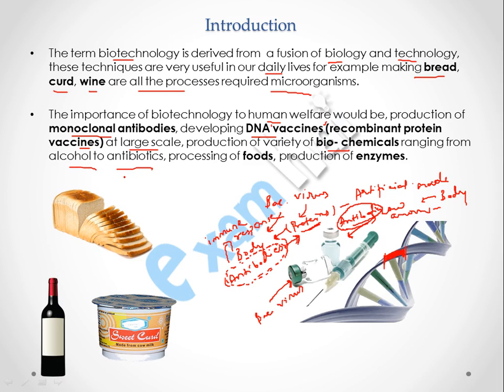The biochemicals are produced by many organisms, many fungi and many bacteria, which produce an enormous amount of biochemicals, and these are used in many industrial processes. Okay, now processing of foods. These biotechnological processes are used in the food industry also, and also for the production of enzymes. So this is the whole process which occurs.